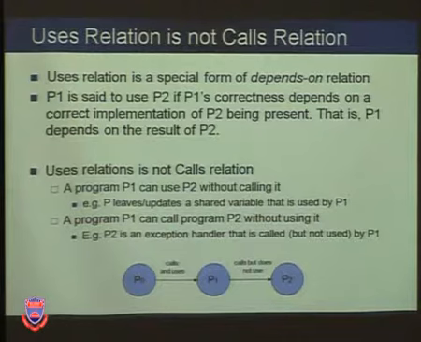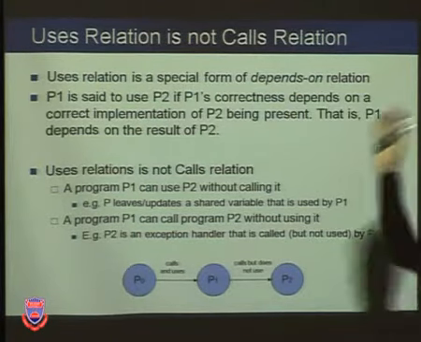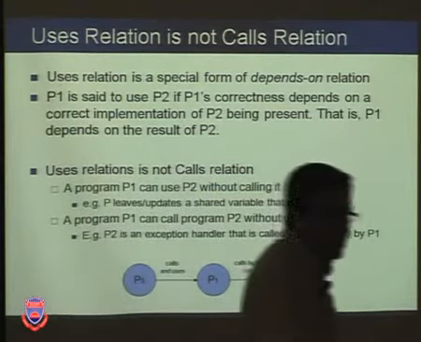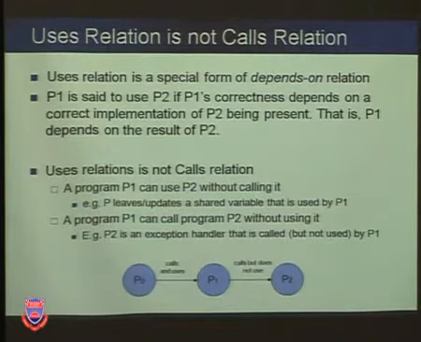In a similar sense, program P1 can call program P2 without using it. P1 calls P2 but doesn't use it. What does it mean? P1 does not depend on the result of P2. For example, P2 could be an exception handler. It just says an error occurred. P1 doesn't care what P2 does. It's a somewhat detailed discussion, but an important one.